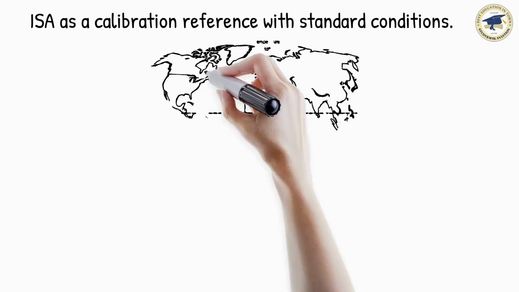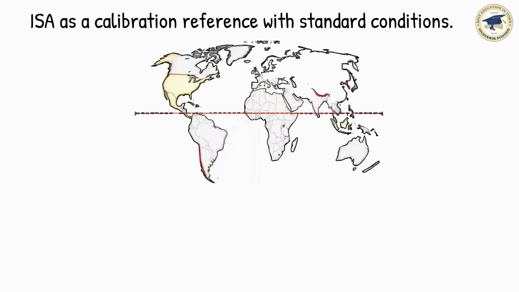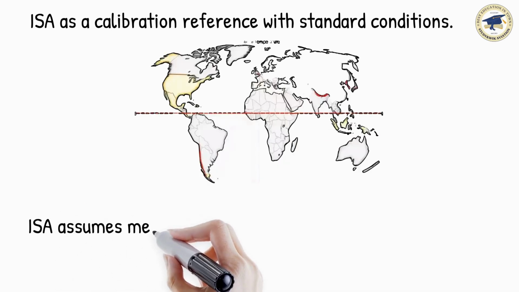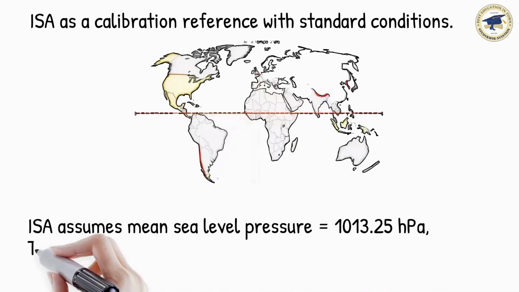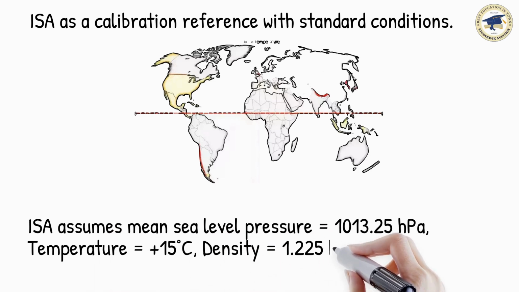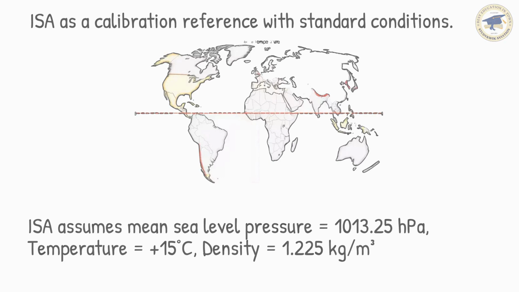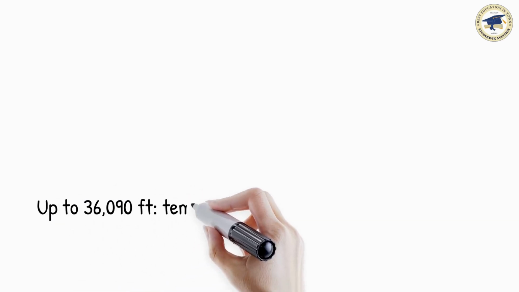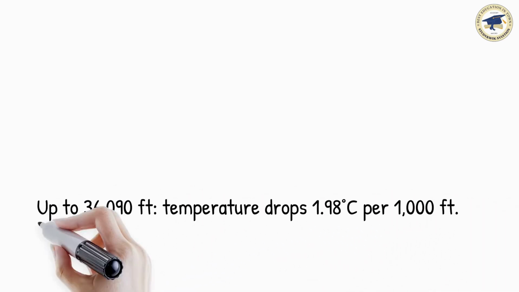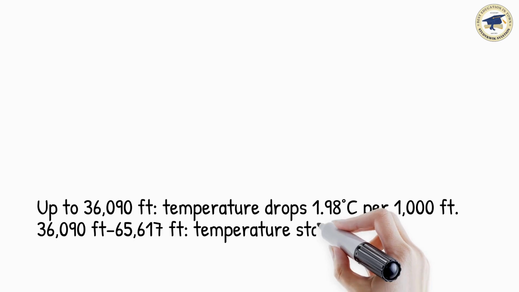ISA assumes mean sea level pressure equals 1013.25 hectopascals, temperature equals plus 15 degrees Celsius, density equals 1.225 kilograms per cubic meter. Up to 36,090 feet, temperature drops 1.98 degrees Celsius per 1,000 feet.